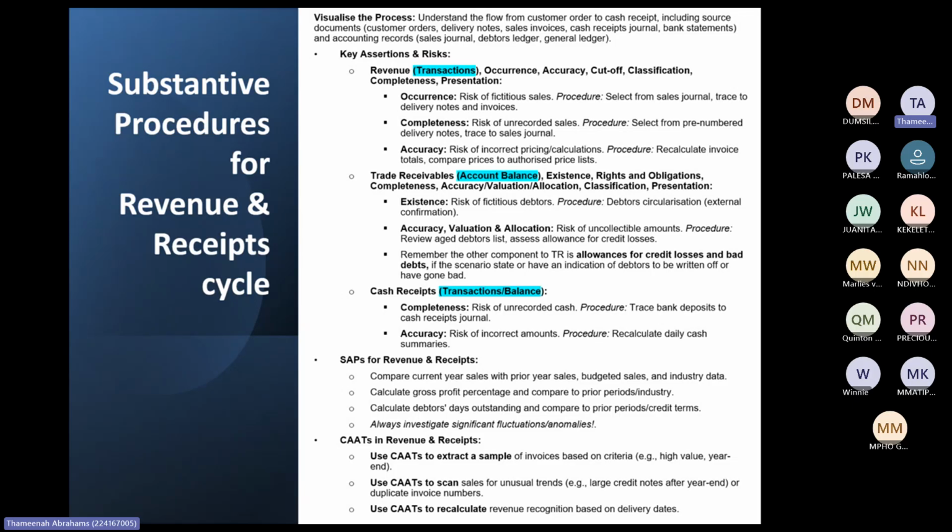And then once the invoice is issued, of course you will process the invoice in the financial statements, meaning you'll see it as revenue. You'll credit revenue and you'll either debit trade receivables or debit cash and cash equivalents.